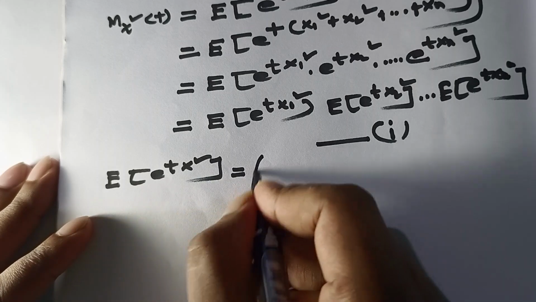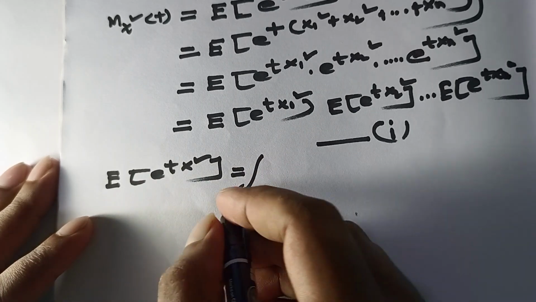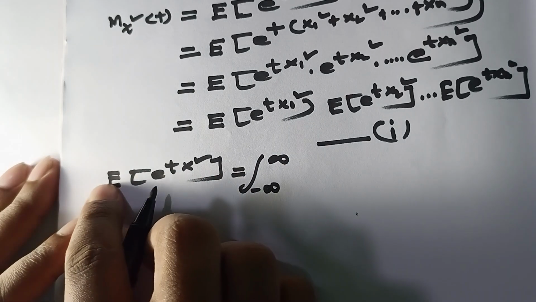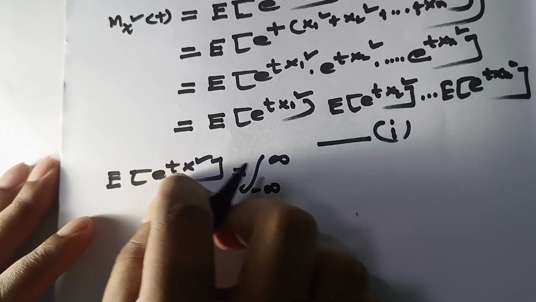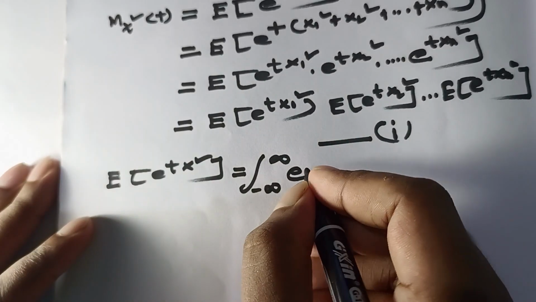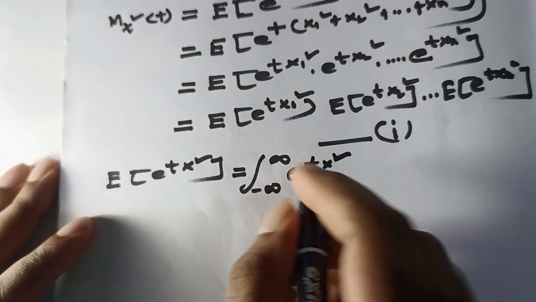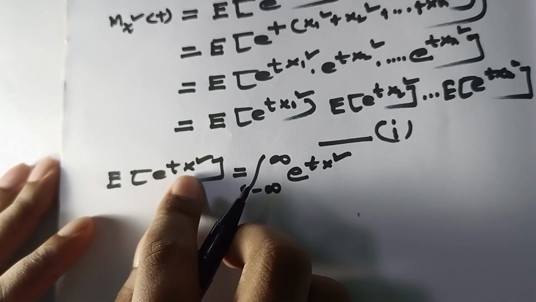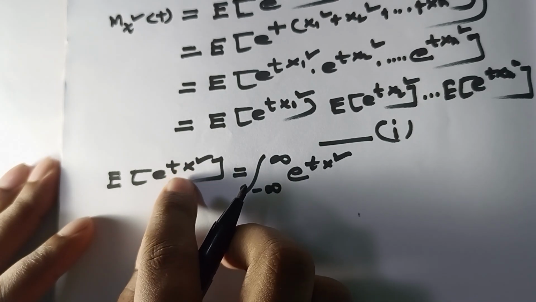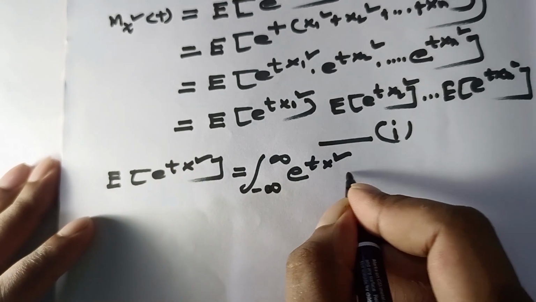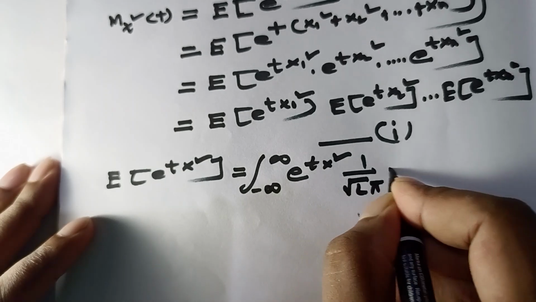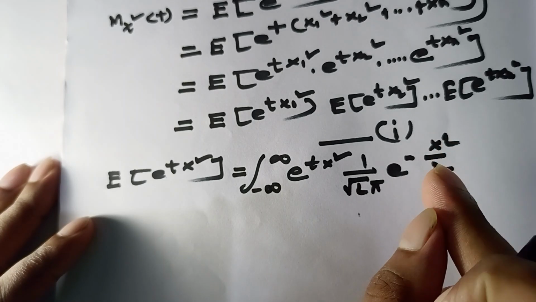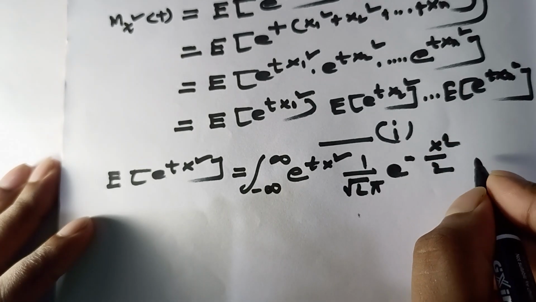I can write this as an integral from minus infinity to infinity of e to the power t x squared times the density function. As I already mentioned, x is a standard normal variate, so I will use the standard normal distribution, which is 1 by root 2 pi e to the power minus x squared divided by 2, where mu is 0 and sigma is 1, and dx.